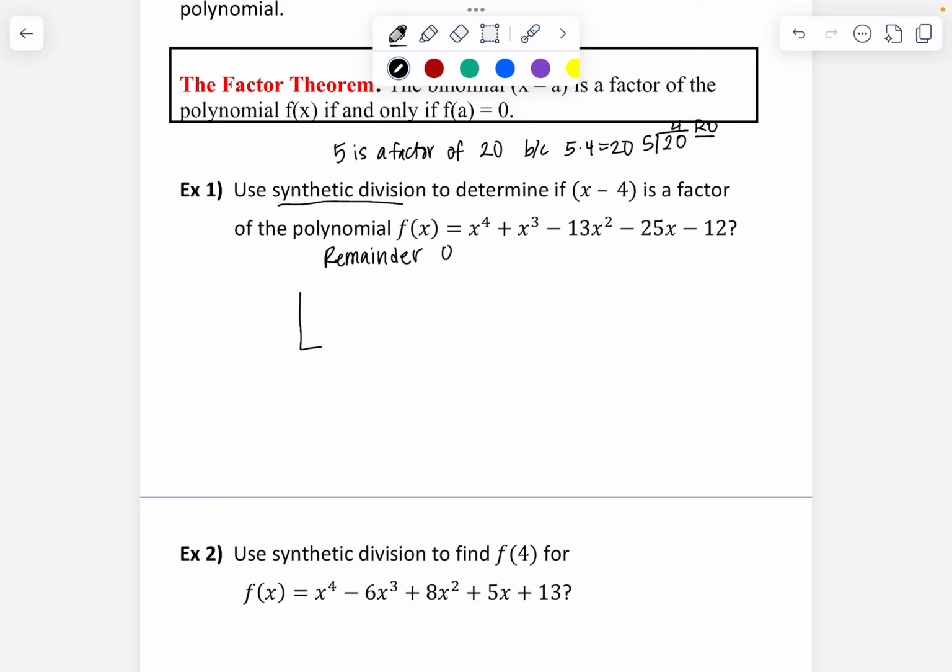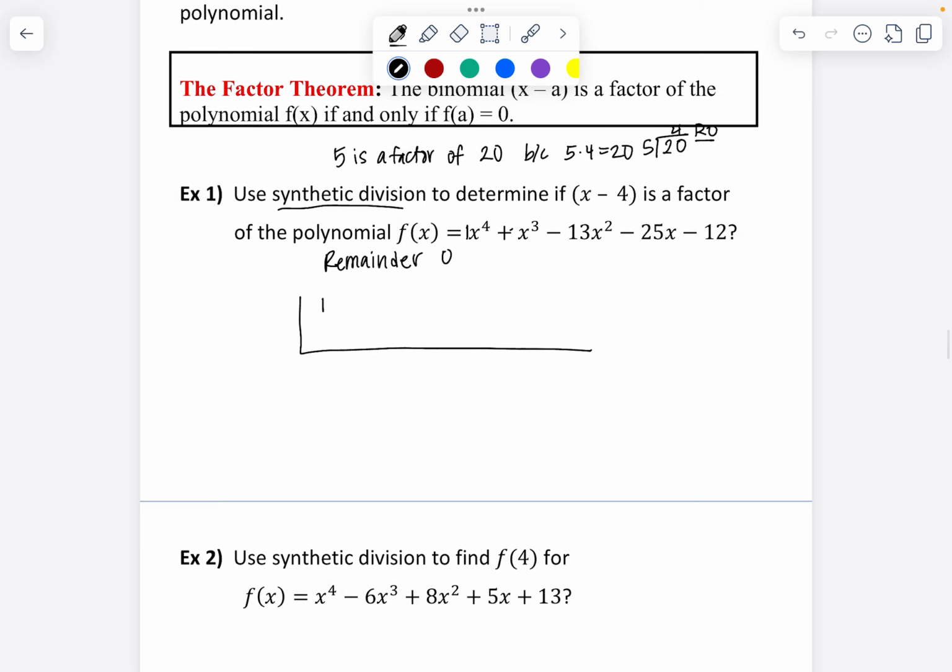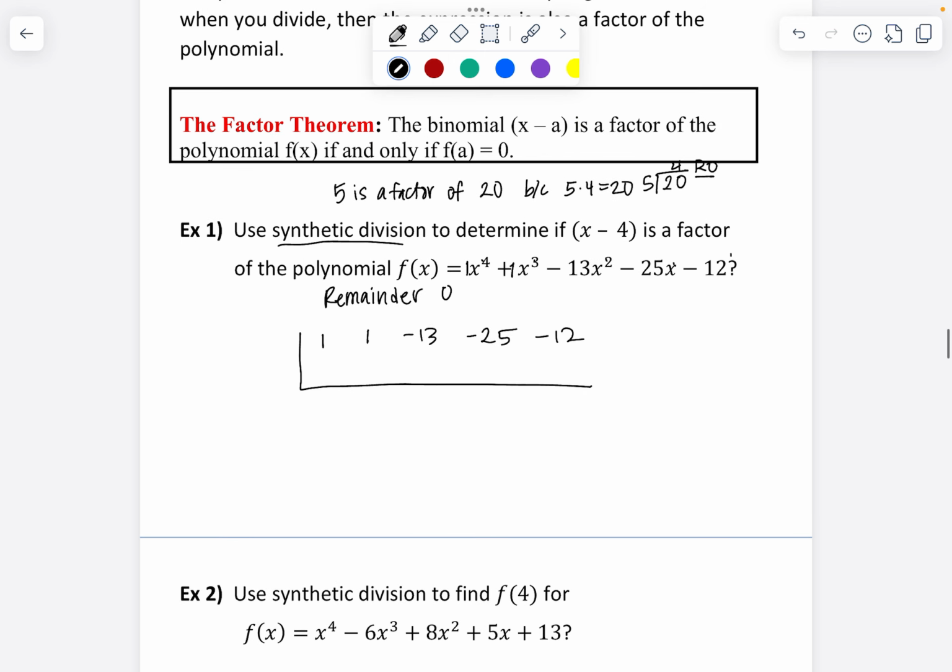And so to set up your synthetic division, you need the coefficients of the dividend, which in this case is 1, 1, negative 13, negative 25, and negative 12. Not missing any of our terms, so we don't need any placeholders. And then the root of this divisor would be 4.